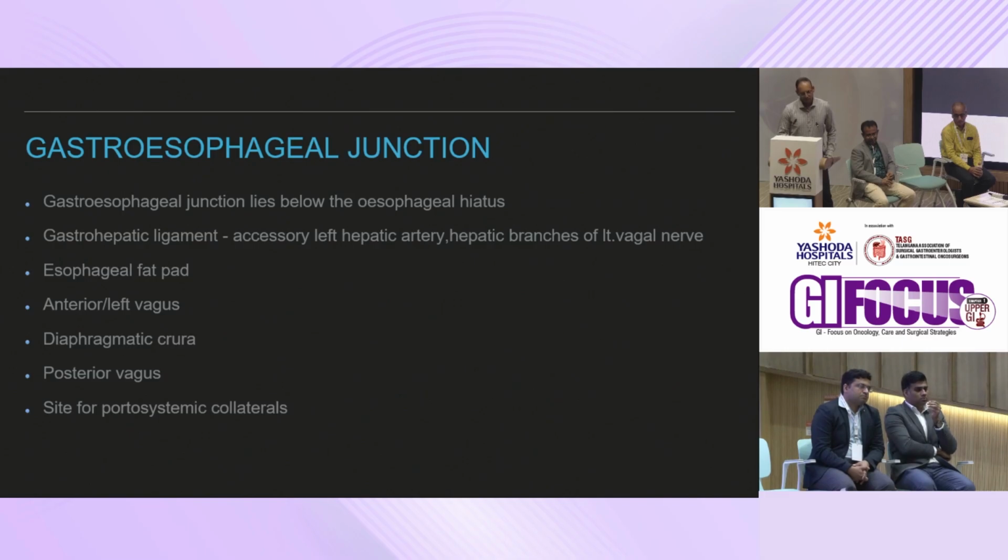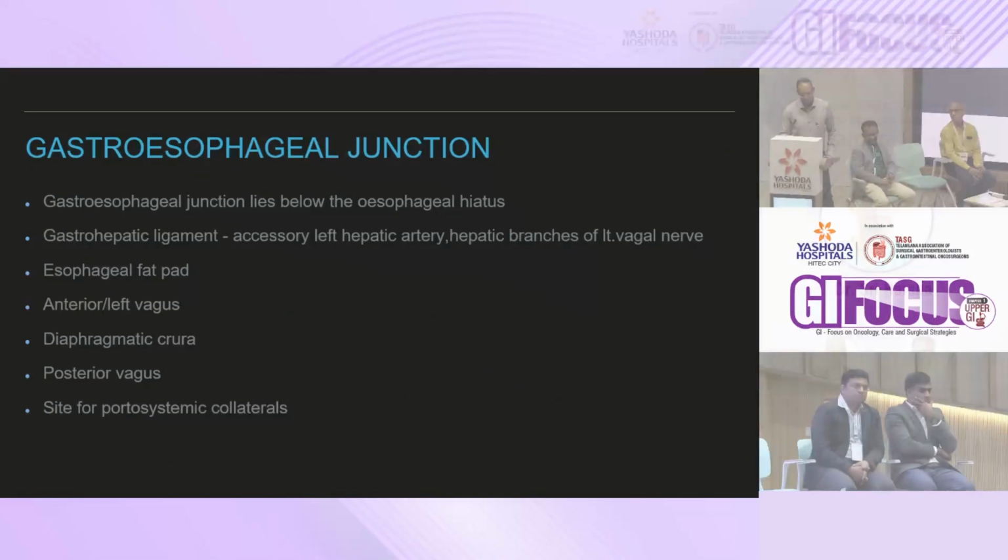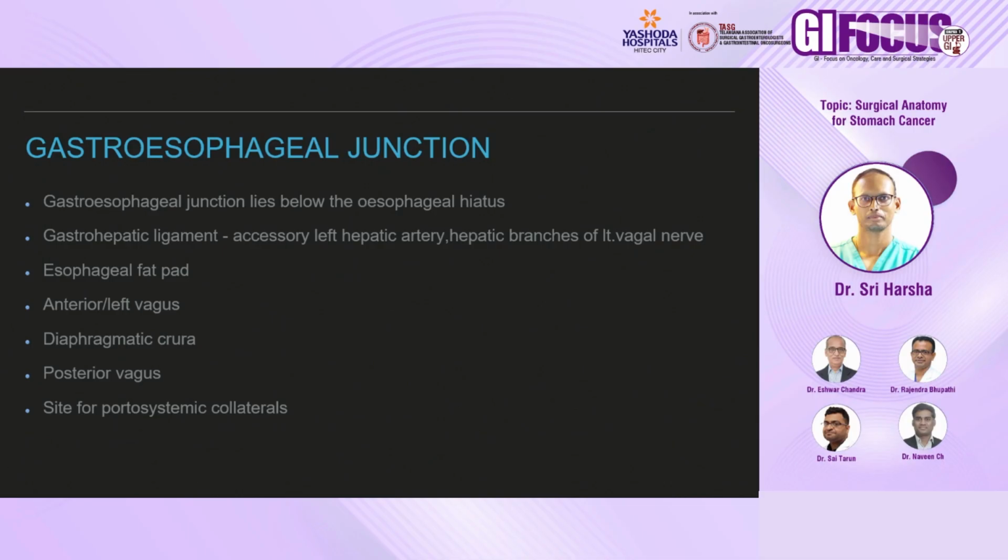And in the surgical anatomy part, especially in minimally invasive surgery, the esophageal fat pad, we all know, is a good landmark for dissection, wherein you'll find the left vagus. And also posteriorly, you'll have both diaphragmatic crura as well as the posterior vagus. And this is also a site for posterior collaterals.